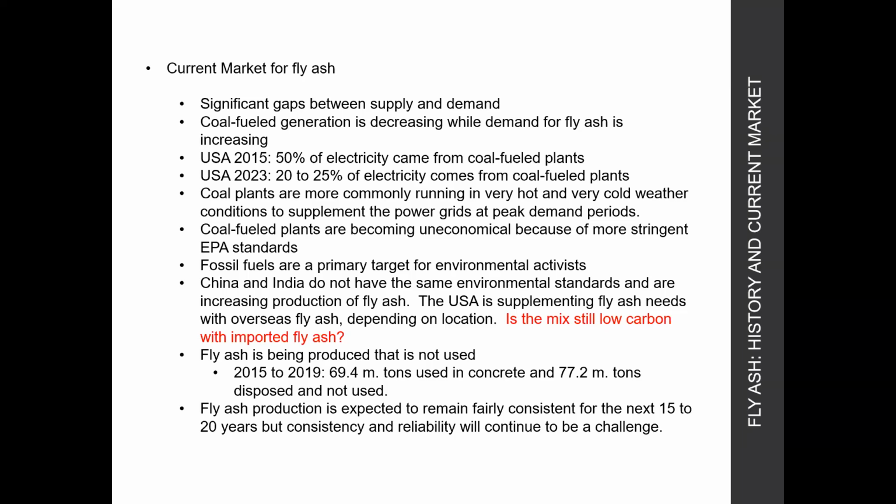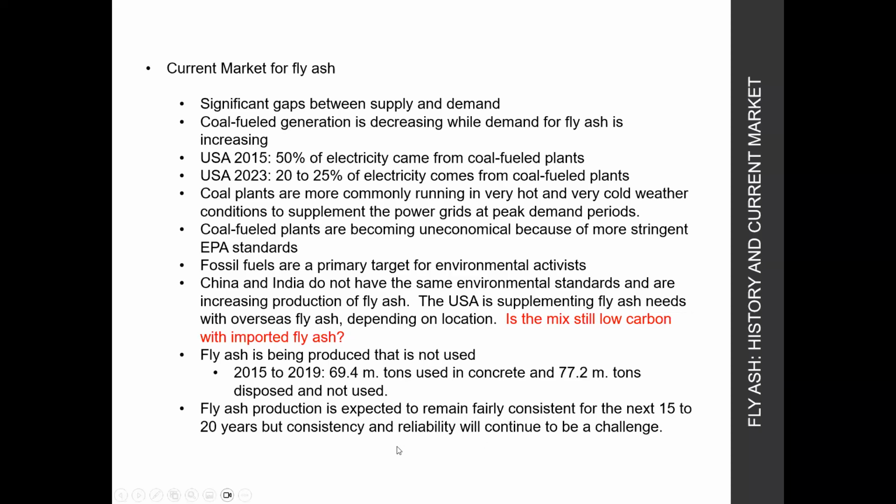I thought it was interesting that 69.4 million tons of the fly ash produced in those 4 years between 2015 and 2019 were used in concrete, but 77 million tons were disposed and not used for various reasons, whether it's trucking or limited supply chain. It really is kind of a local material, but the way it played out, a majority of the fly ash produced in the coal burning plants was actually not used in concrete. It was disposed of.